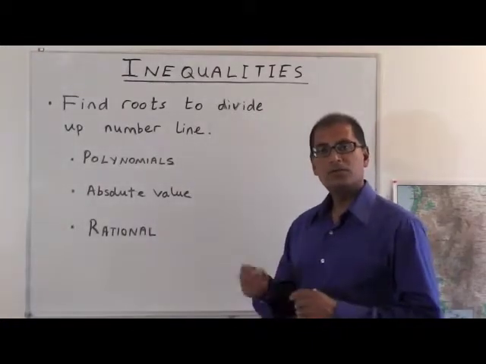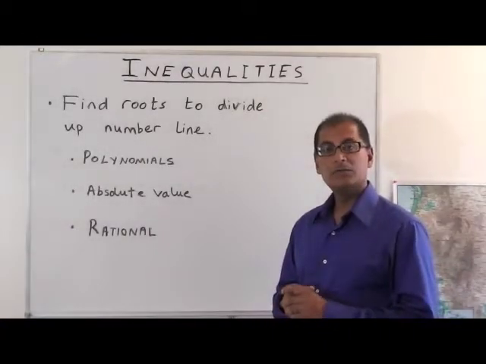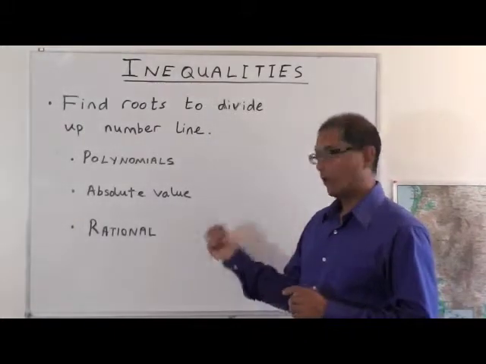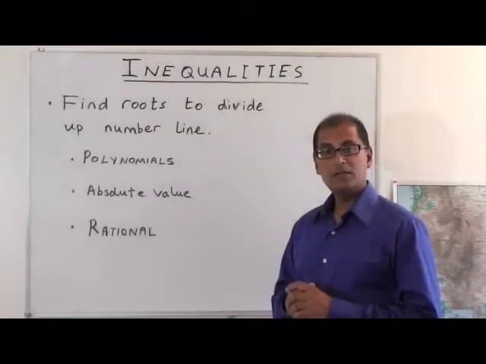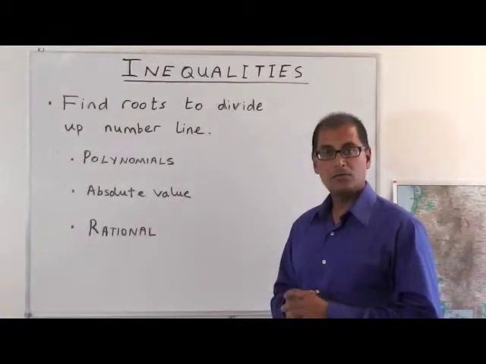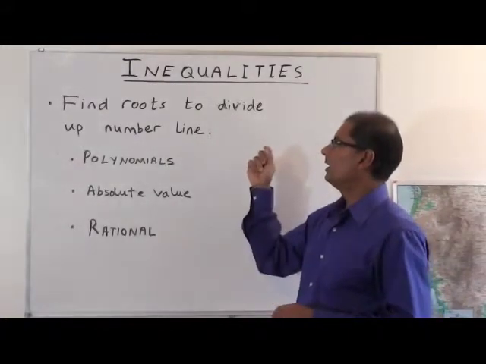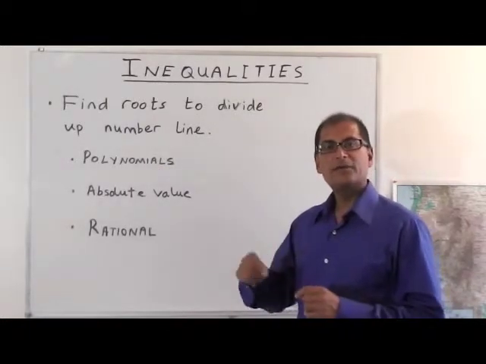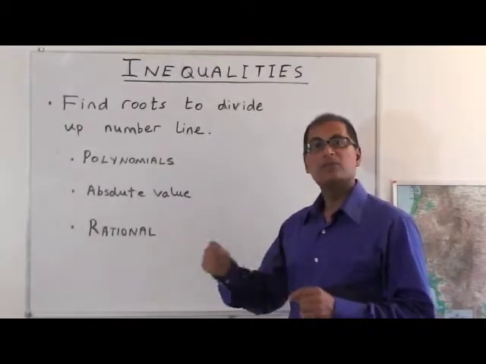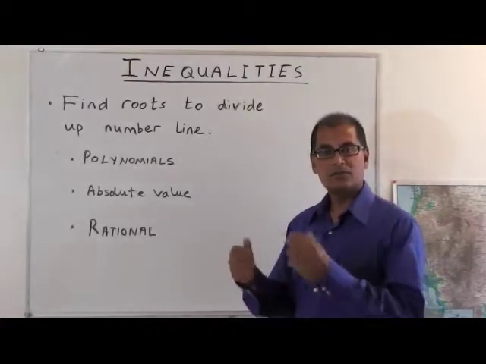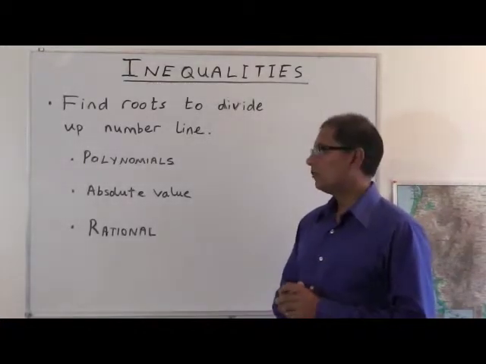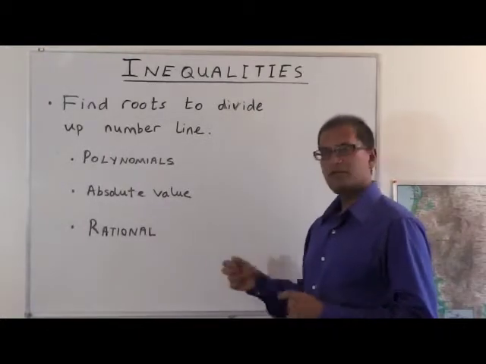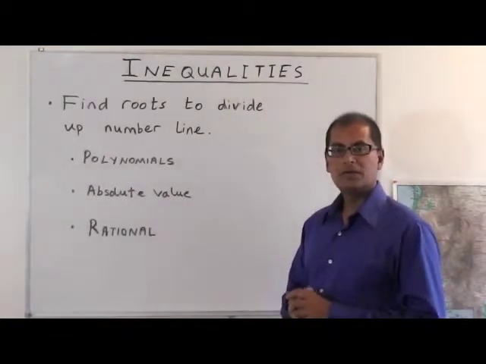What are the roots? The roots are the numbers that make that equal to zero as an equation. And in the case of a rational function, it's the numbers that make the denominator zero as well. So we find those roots, and we use those roots to divide up the number line, and then we test values on each interval of the number line to see if they satisfy the inequality. So we're going to look at polynomial inequalities, absolute value inequalities, and rational inequalities, and see how we can solve those.